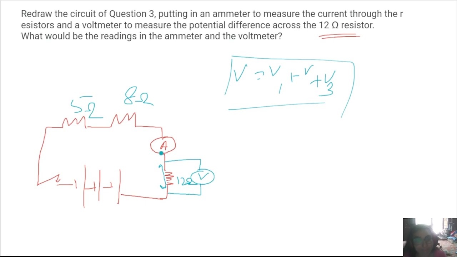Okay. But ammeter, we know that all the current flowing through all of these resistors will be the same, and so will it be through the metallic wire. So ammeter can be placed anywhere to calculate the current.